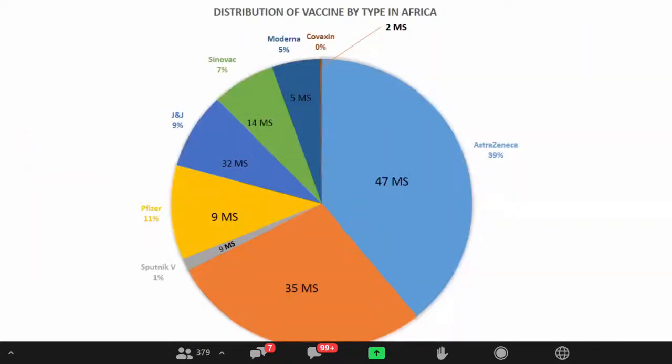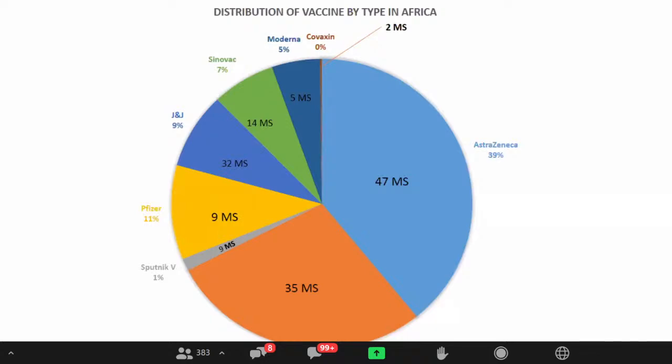So this is an overview of what is the percentage of vaccine that is being used on the continent. So majority of what's being used is AstraZeneca in 47 member states, which stands at 39%. Sinopharm is the second at 28%, being used in 35 member states, followed by Pfizer, used in 9 member states. Then you have J&J, which is used in 32 member states now. Then you have Sinovac, 40 member states, Moderna in 5% in 5 member states, Sputnik V 1% in 9 member states, and then Covaxin is being used in 2 member states.